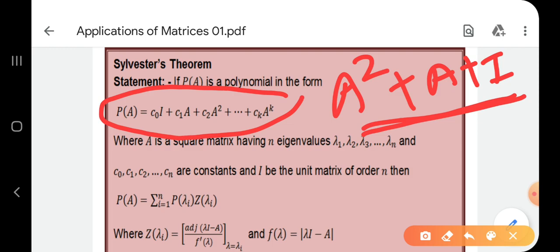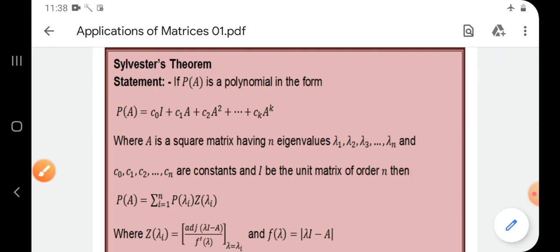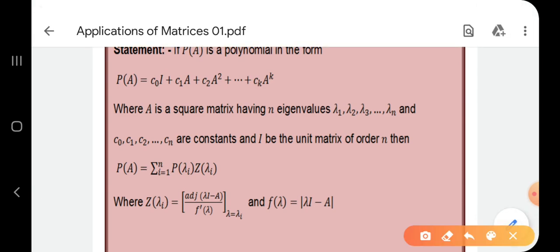Where A is a square matrix of order n, and it has n eigenvalues lambda 1, lambda 2, lambda 3, up to lambda n, and C0, C1, up to Cn are constants, and I is the unit matrix of order n. Then this is important: we can express P(A) as the summation of P(lambda i) into Z(lambda i).